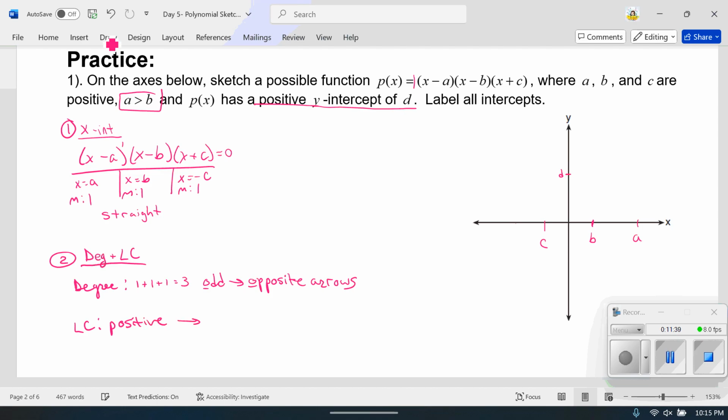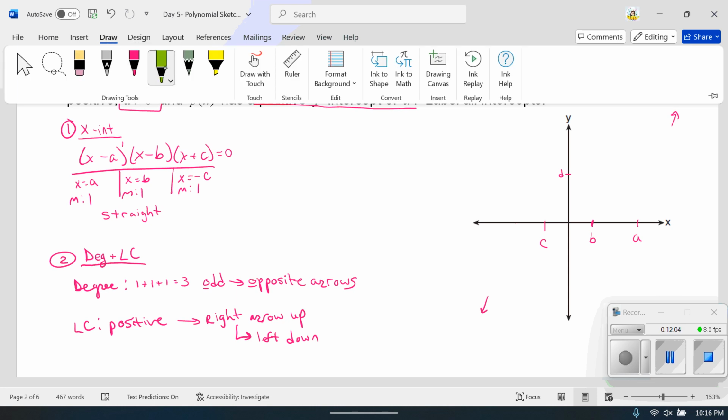Positive means that the right arrow is up, and therefore, if they are opposite, my left is down. This kind of looks a lot like the last one. You don't have to make these little arrow marks. I like to write them in, that way I remember what I'm doing.